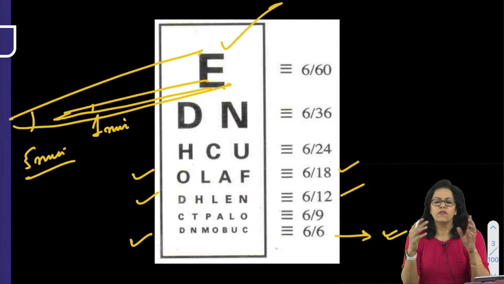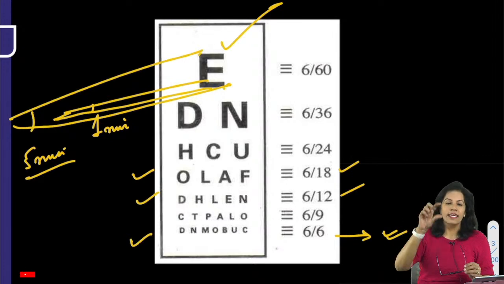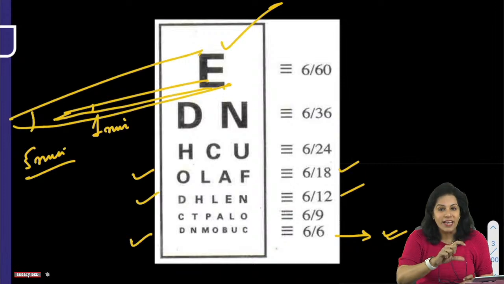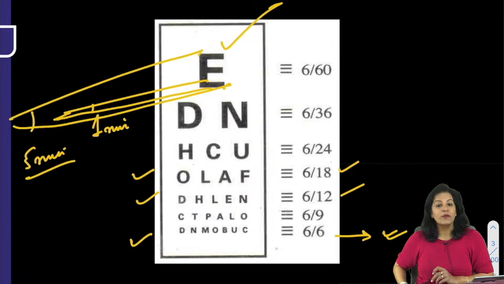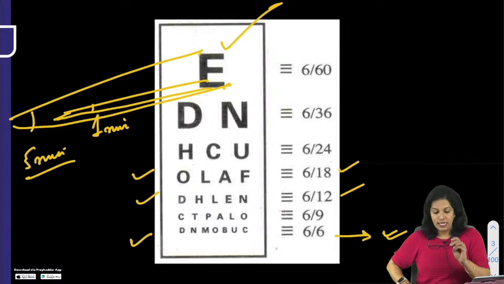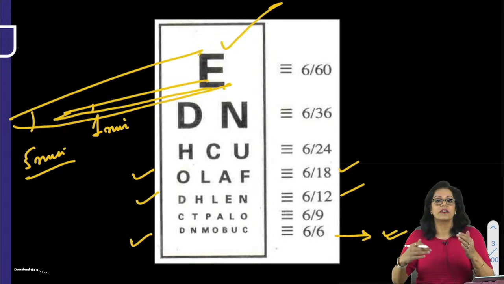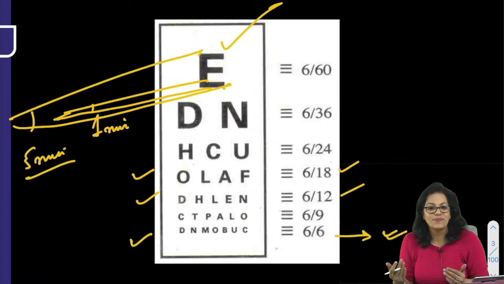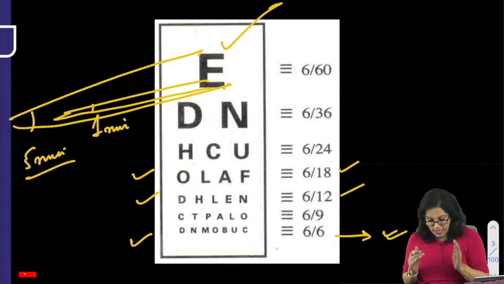If you remember your physics, you must have learned that the size of the image depends not only on the size of the object, but distance of the object from the lens, isn't it? So, apply that only. So, this is what we are saying, that it is the distance which is different. The letter E is going to subtend the same at 60 meters and the last line will subtend the same at 6 meters. Okay?